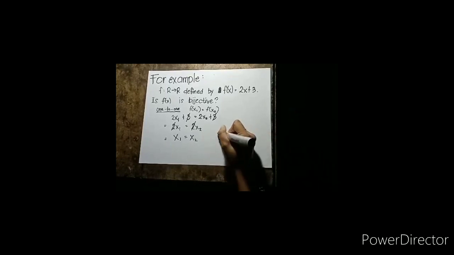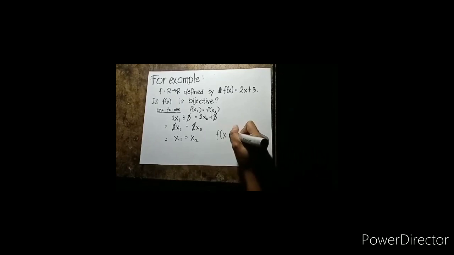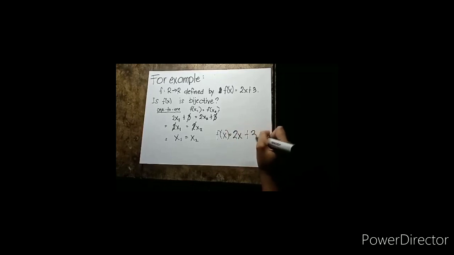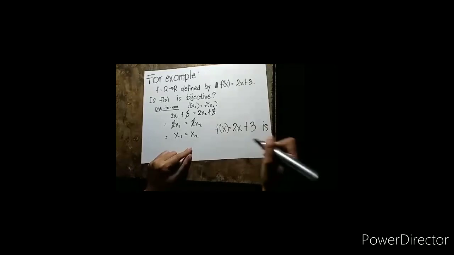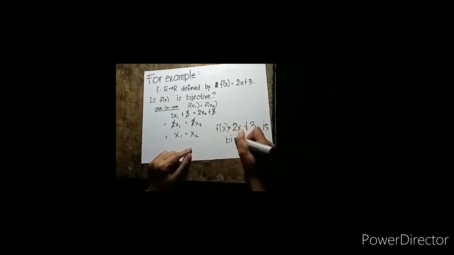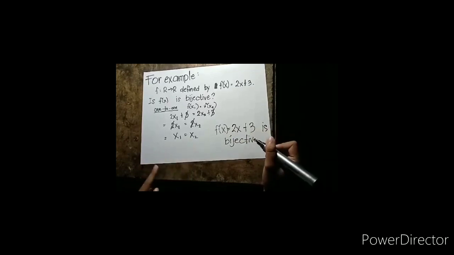Therefore, f of x is equal to 2x plus 3 is bijective because it is a one-to-one function.